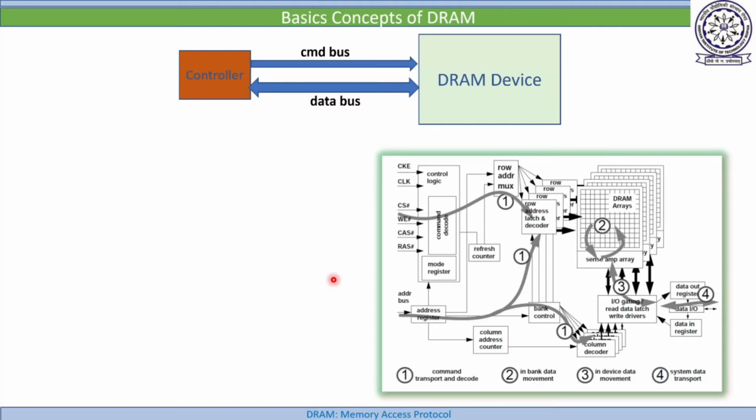What is a command here? Mainly, any command the controller is sending to the DRAM device, the purpose of this controller is to do something with data in DRAM. For example, if it is an activate row command, then the activate row command will activate a row and then data will move from the row to the row buffer.